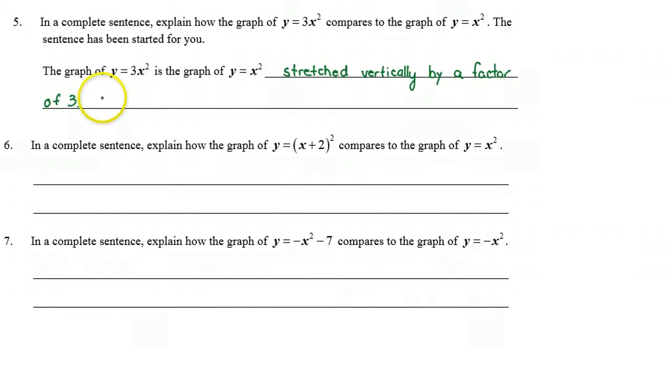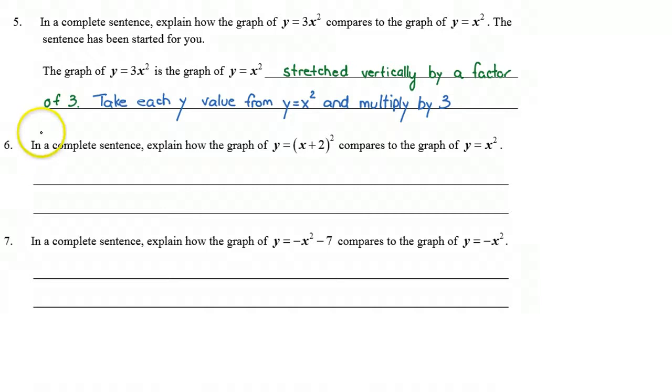So what this means is we're going to take each y value from y equals x squared and multiply it by 3. There we go. Next one, in a complete sentence, explain how the graph of y equals x plus 2 compares to the graph of y equals x squared.